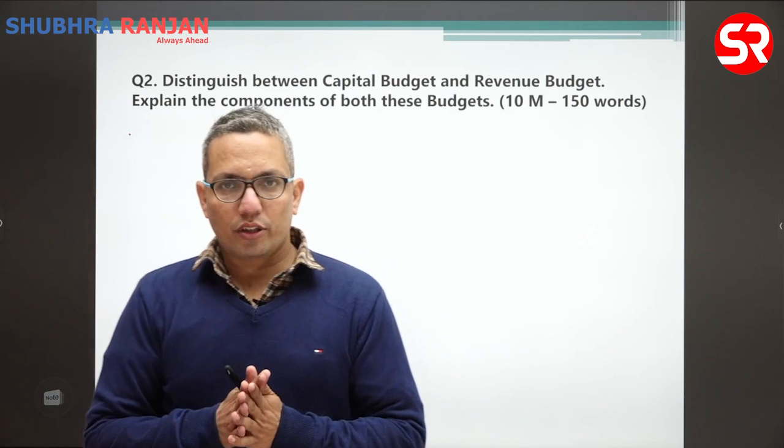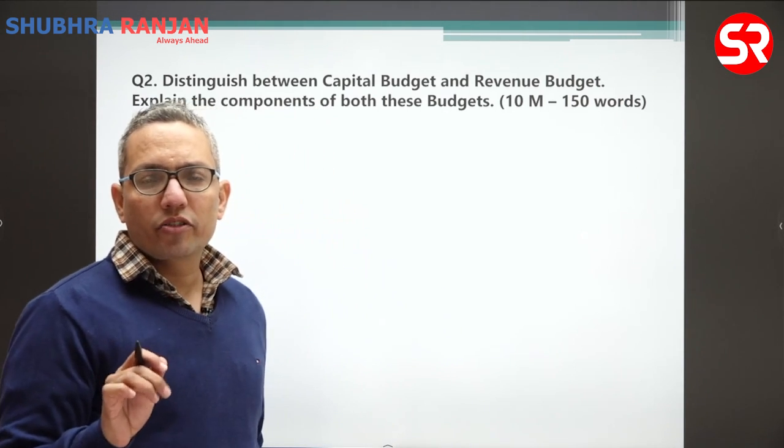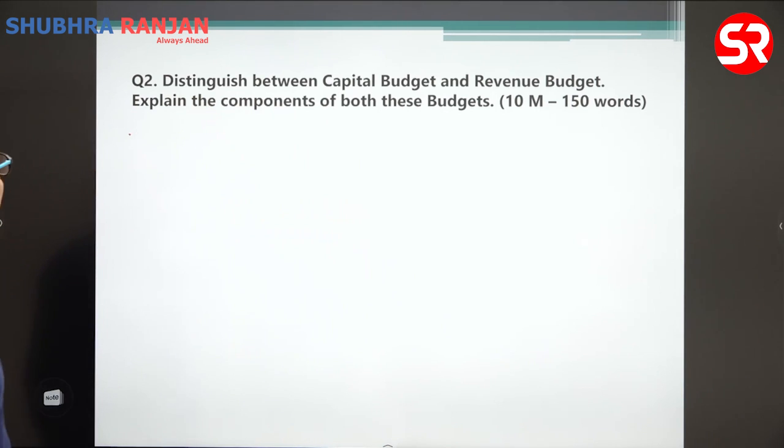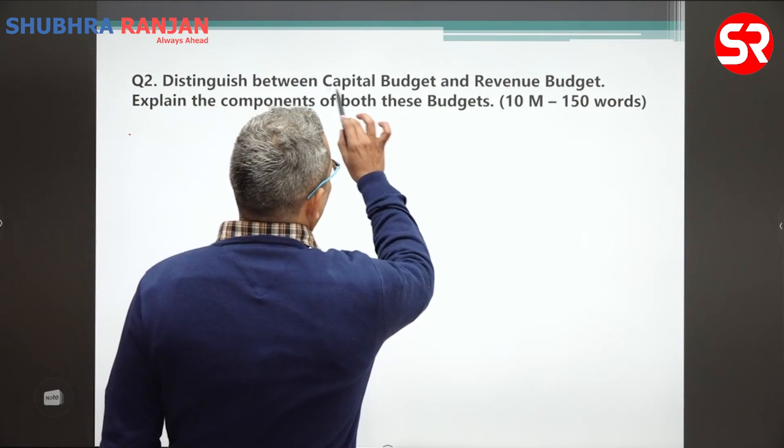Let's move to the second question. The second question is also a very, very straightforward question. The question is from the chapter Fiscal Policy. The question is, distinguish between capital budget.